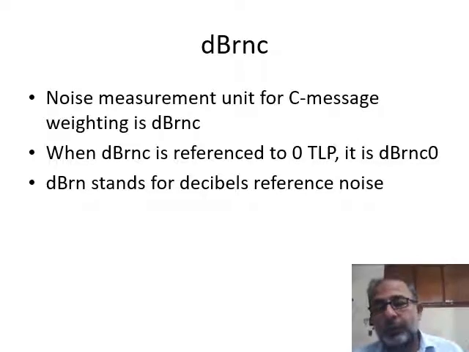Now let's see what is the unit of noise measurement in a C message weighting system. It is called dBrnC. The dBrn stands for decibels reference noise, while the dBrnC is referenced to 0 TLP, which is the dBrnC0.